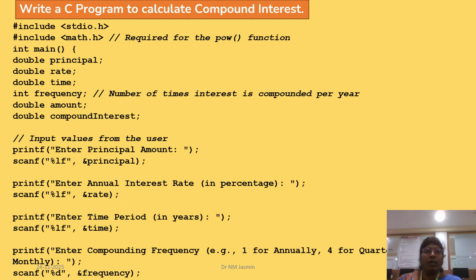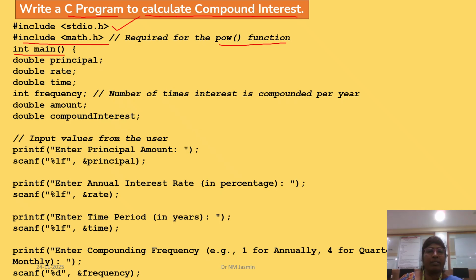Next, write a C program to calculate compound interest. How can we calculate the compound interest? In the C program, first write the header file, preprocessor include stdio.h, where we have the input output functions. Now here we have added one more header file called math.h for the requirement of the power function. Okay, and next start the main program for the execution.